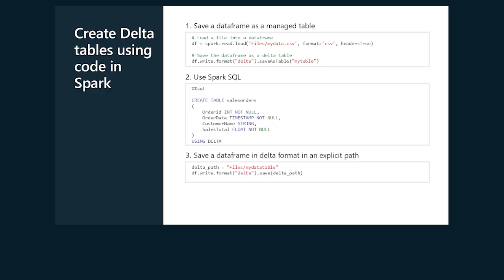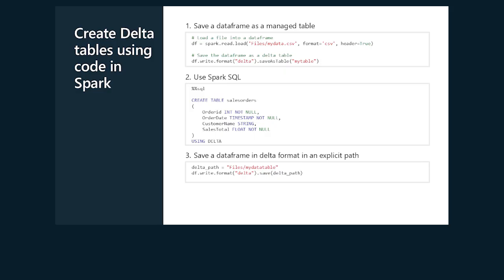Notice in the first part of our example, we're loading the mydata.csv file into the data frame from the Files folder, and we can see it has a header. After our CSV file has been loaded into the data frame, we next save the data frame df as a Delta Lake table using the method called saveAsTable to save mytable, which will be stored in the Tables folder as a managed table.